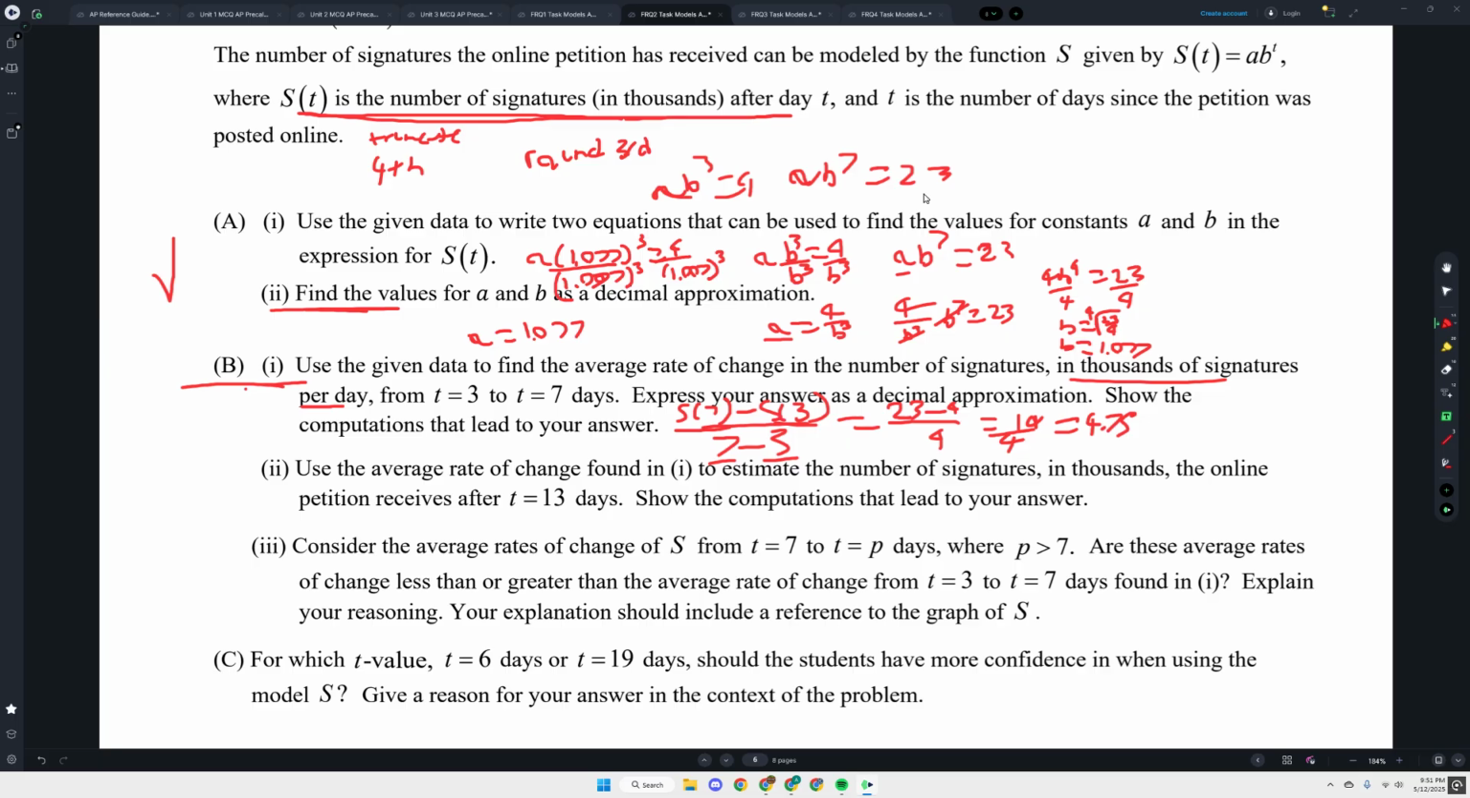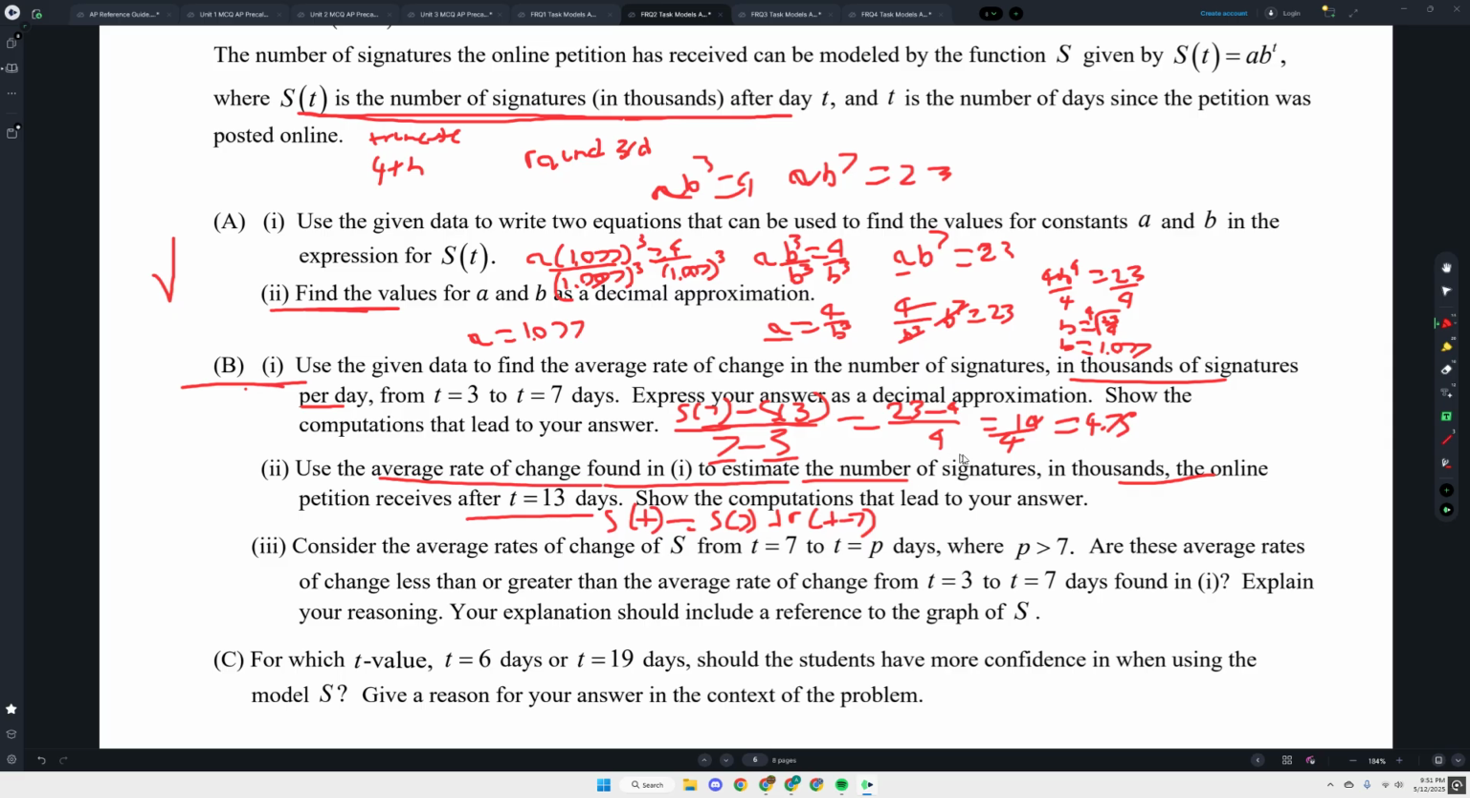FRQ 2 is very tedious. Yeah, FRQ 3, where you just find the average rate of change in I to estimate the in thousands. The way we do this after 13 days is we're making a point slope or slope equation. So we're going to say S of t equals S of 7 plus R t minus 7. And then we're going to plug in 13.